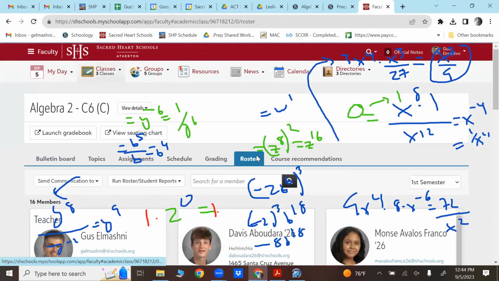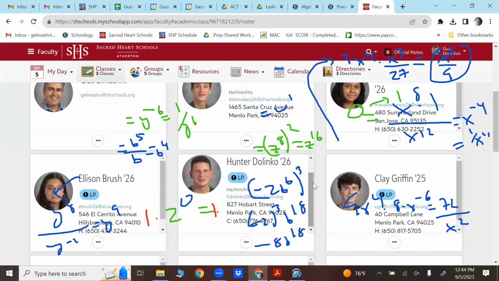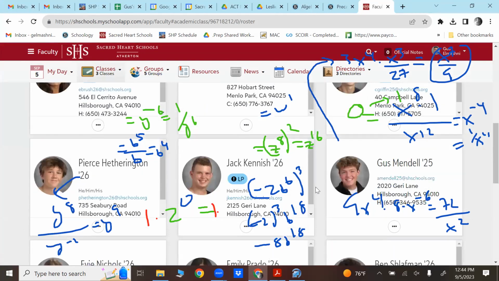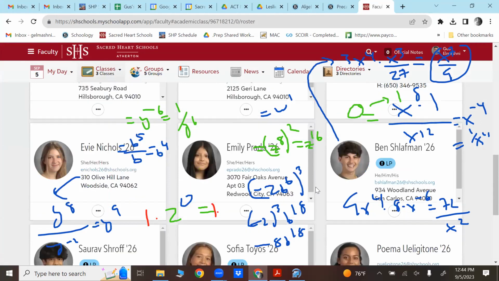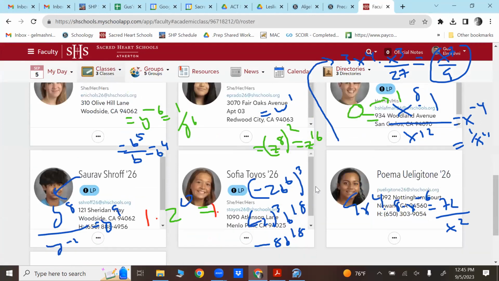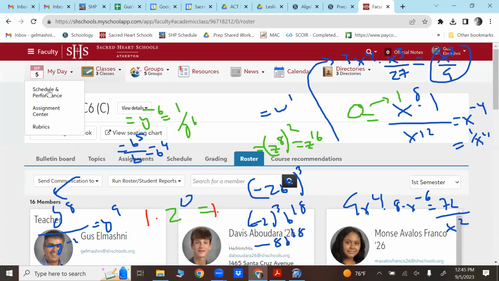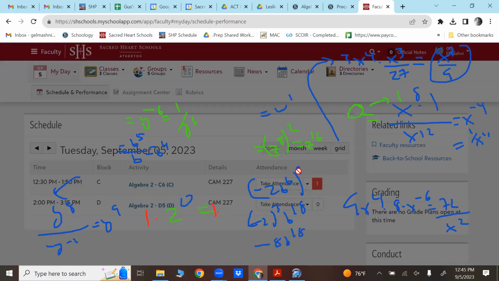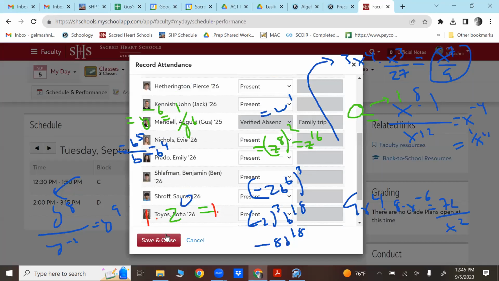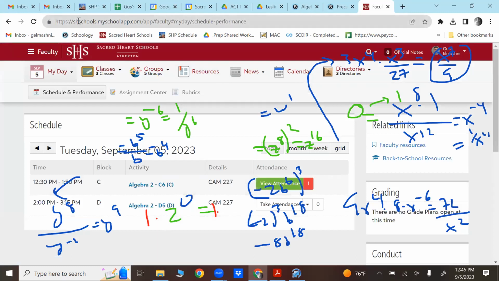And everyone's here, 4, 8, 10. We're missing somebody. Who are we missing? Oh, that's right. Yeah, Gus Mendel. Right. Okay. Family trip. Okay. All right.